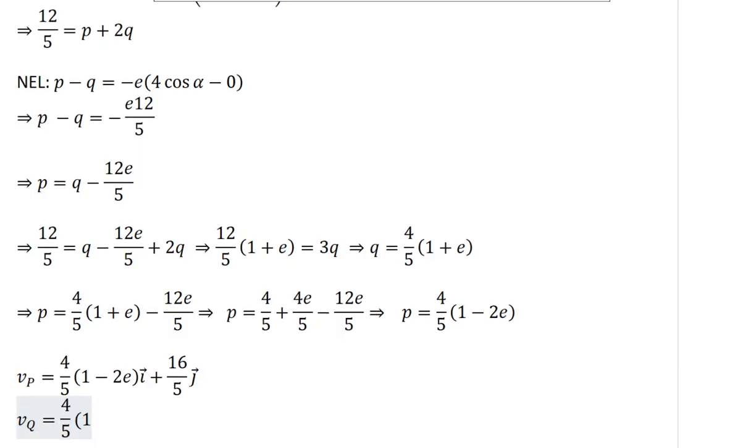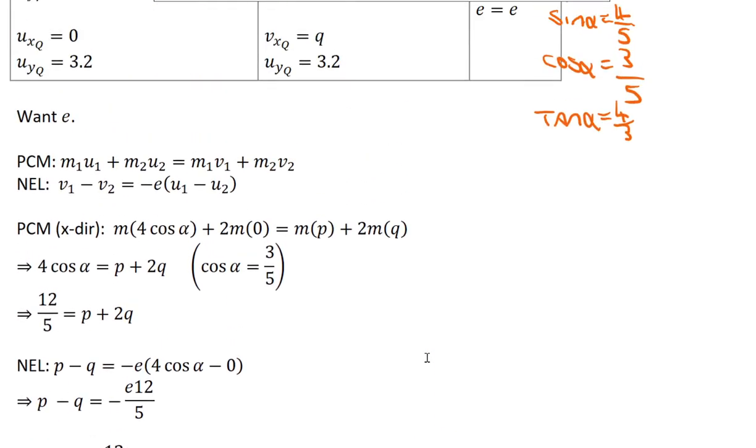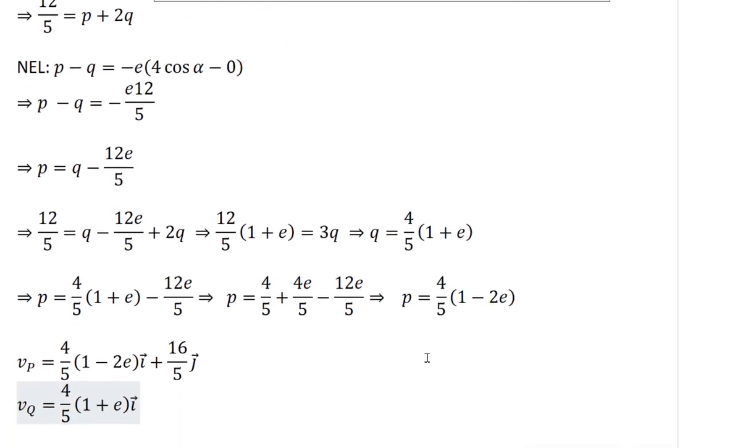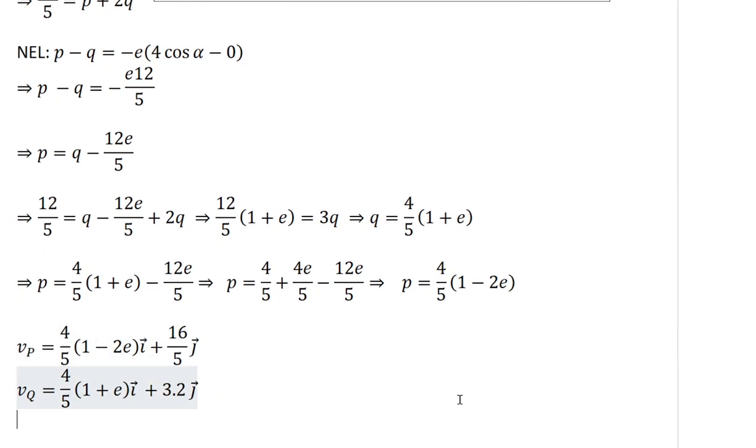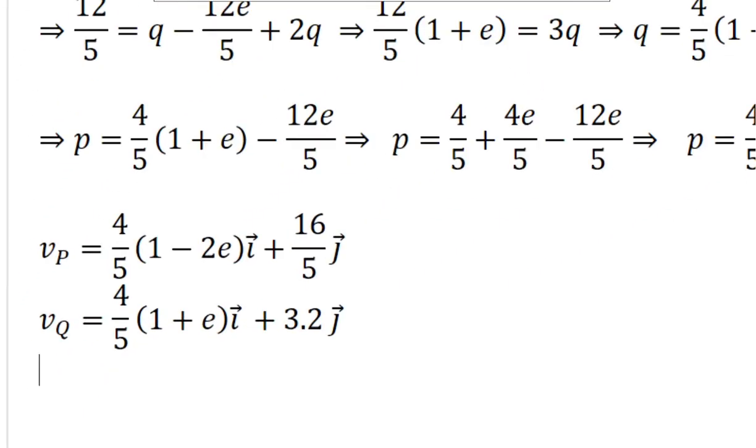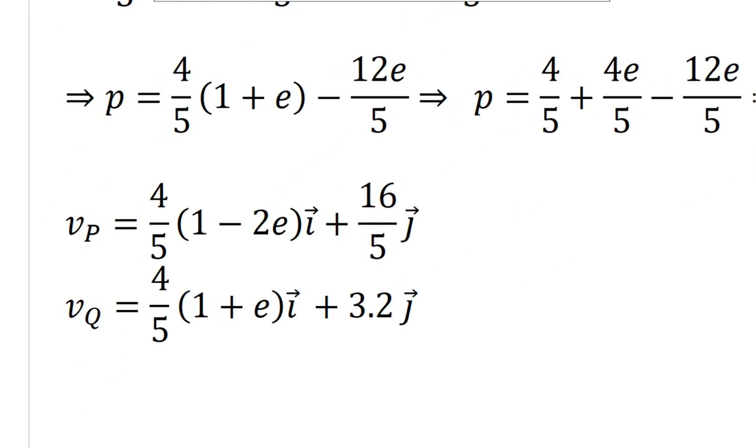And then VQ is 4/5 (1 plus E) i, because that's the i direction. And then what was the speed? It was 3.2. So it was plus 3.2 j. And that's your answer there. And it's key, so what's really important is because it asks for the velocity, you have to write it in terms of how much in the i direction and how much in the j direction. If it just asks for the speed or the speed in the j direction or whatever, you could write one number. But because it asks for the velocity, we have to write it out in one go like that.